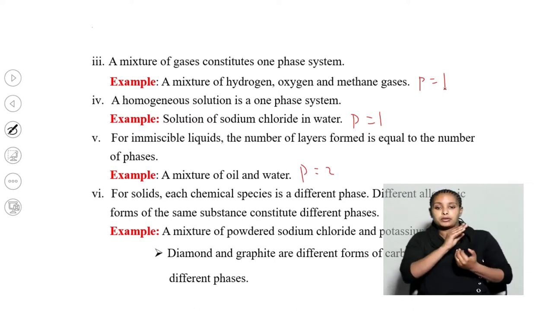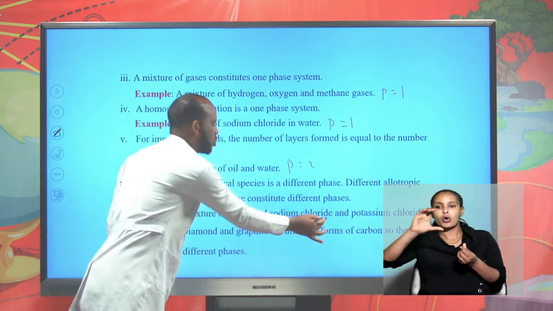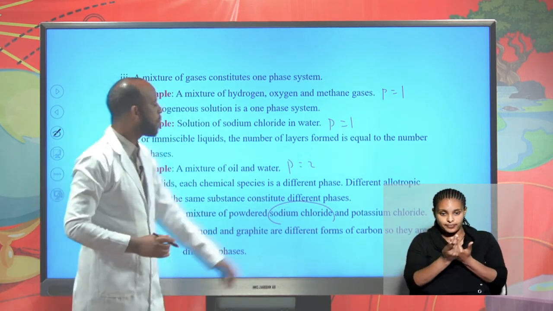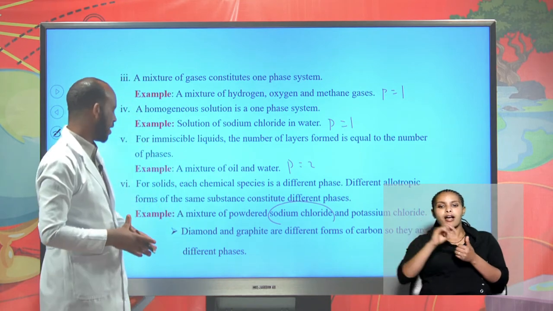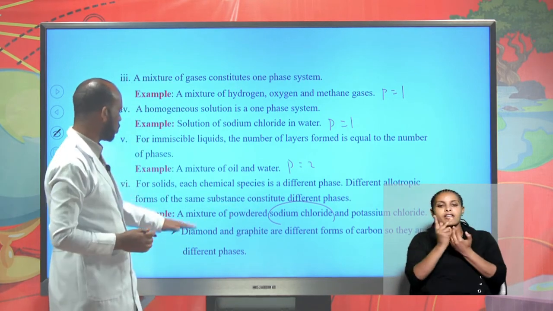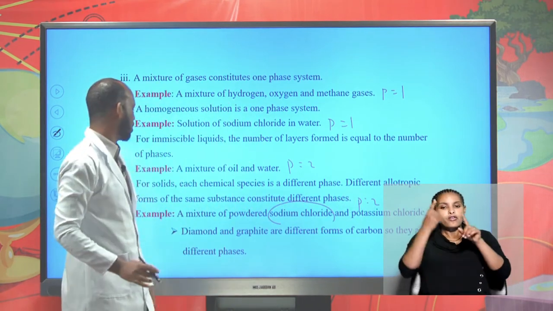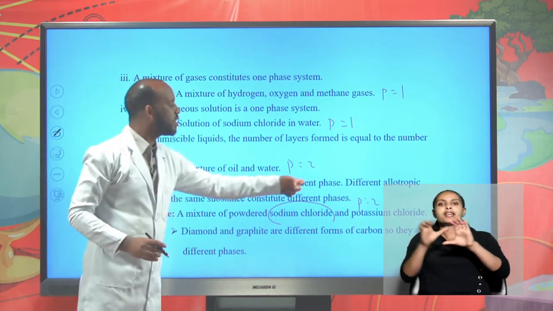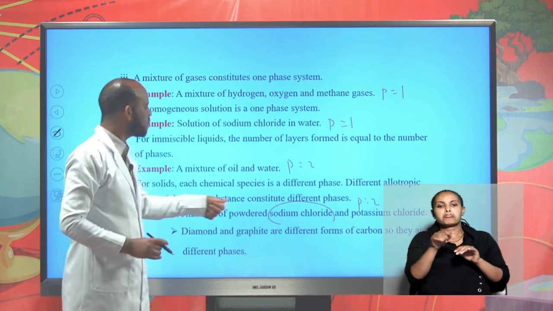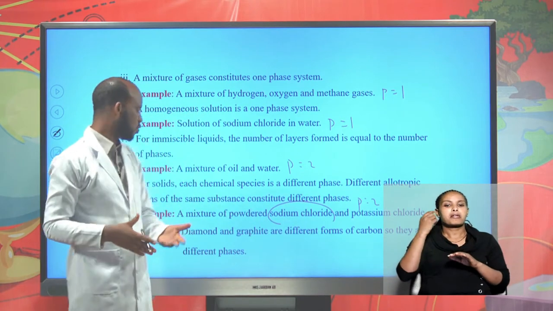6. For solids, each chemical species is a different phase. Different allotropic forms of the same substance constitute different phases. For example, a mixture of powdered sodium chloride, which is one phase, and potassium chloride, another phase. Therefore, for solids, each chemical species is a different phase. Now this system is a two-phase system, number of phases P equals 2. Diamond and graphite are different forms of carbon, so they are different phases.